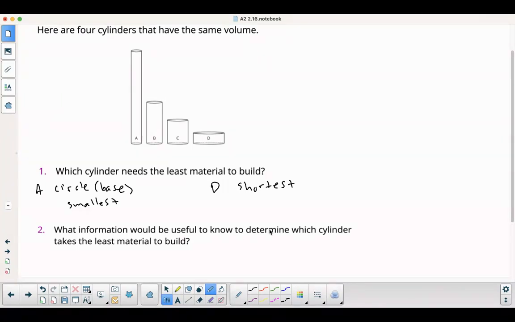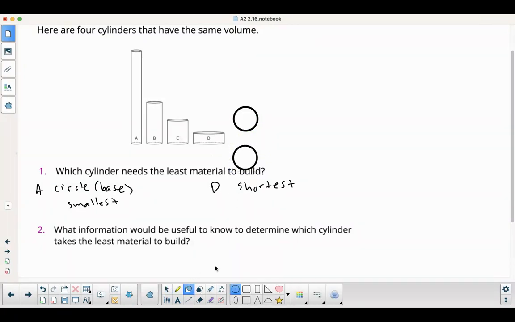So what information would be useful to determine which cylinder takes the least material to build? Think about wrapping a present. Everybody has probably wrapped a present that's a cylinder. On the top, it's a circle, so it's almost like you have 2 circles. I'll use cylinder D on the right. I have a circle on the top and a circle on the bottom, but then the middle is actually a rectangle.